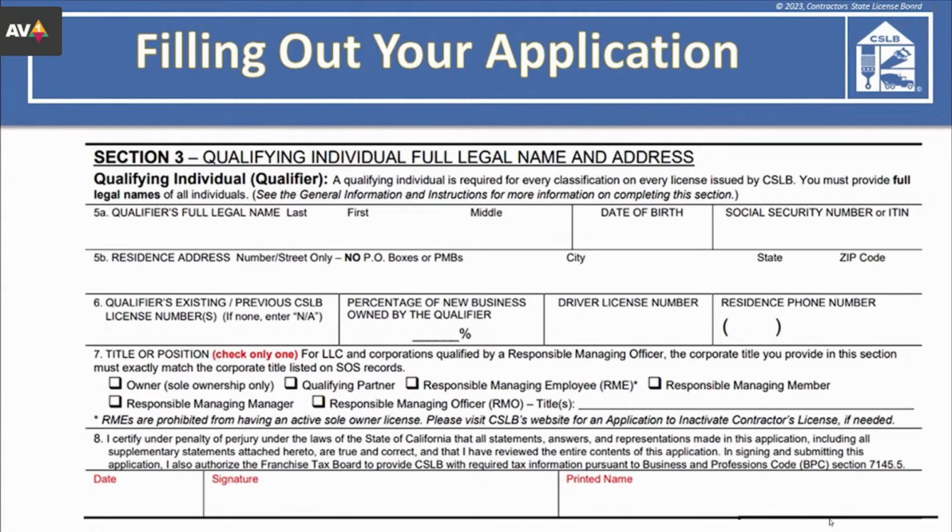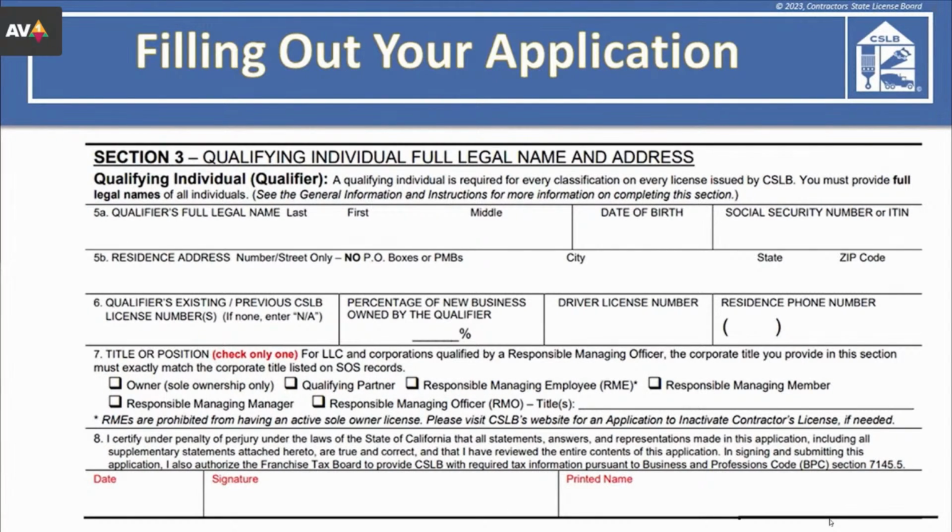On line 6, you will list any previous or current license numbers you've held. You will also need to list the percentage of the new business owned by the qualifier. On line 7, you will need to indicate what position will be held by the qualifier. Each entity has different personnel requirements. You will need to make sure that you've listed all positions depending on the entity you have selected.